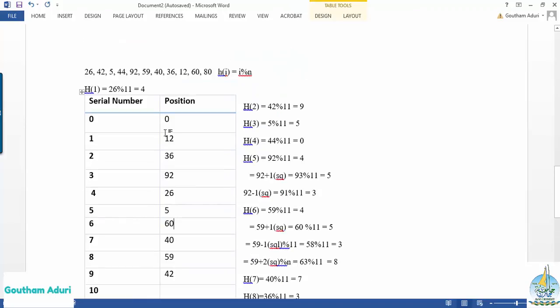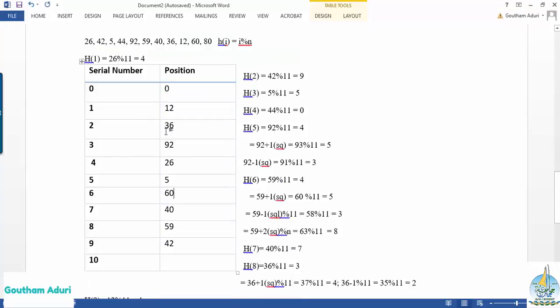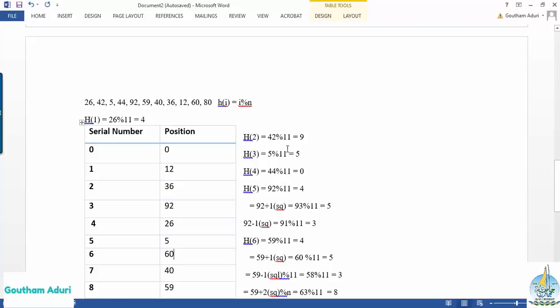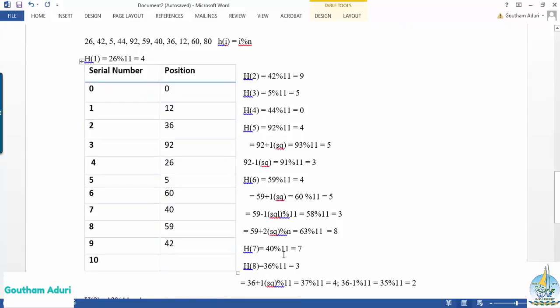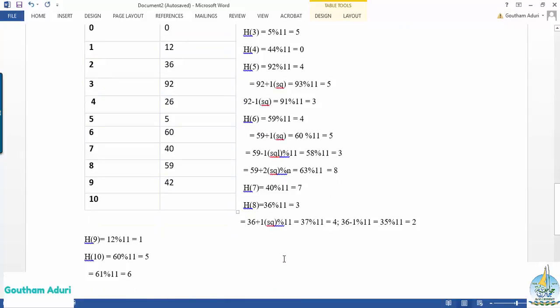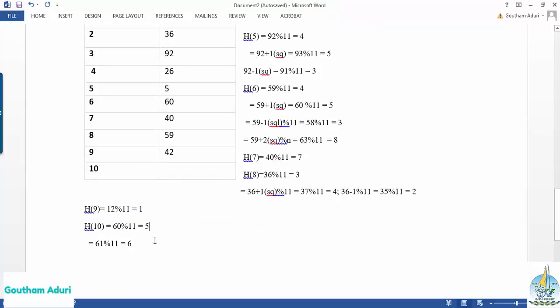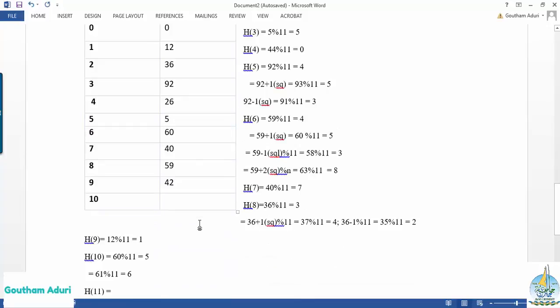And then next is, I think something I missed. 42, 26, 42, 5, 44, 92, 59, 40, 36, 12, 60. Yeah, 10th is over now. And then 11th position is 80. So 80 mod 11, so it's 11 7 77.